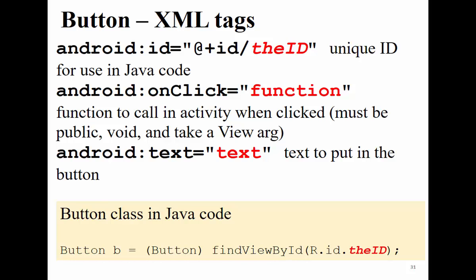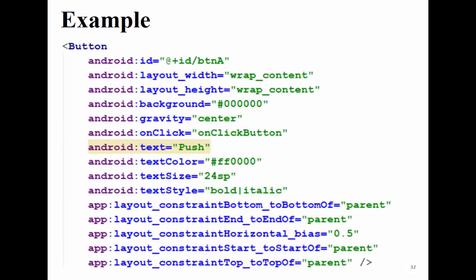How can we find the button from the Java code? You can use findViewById, then R represents the resource, dot id, because you add the plus to the resources, and you give the same ID as the button, and you cast it to Button and return it to B. So you can interact with the button and change the text on the button if you would like.